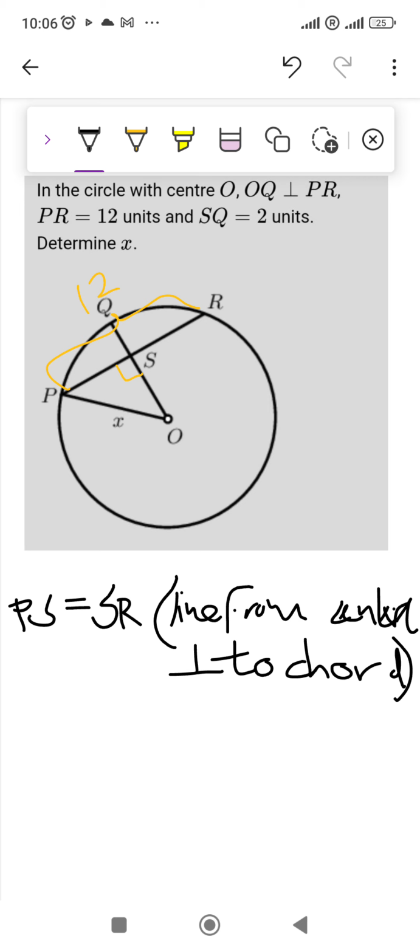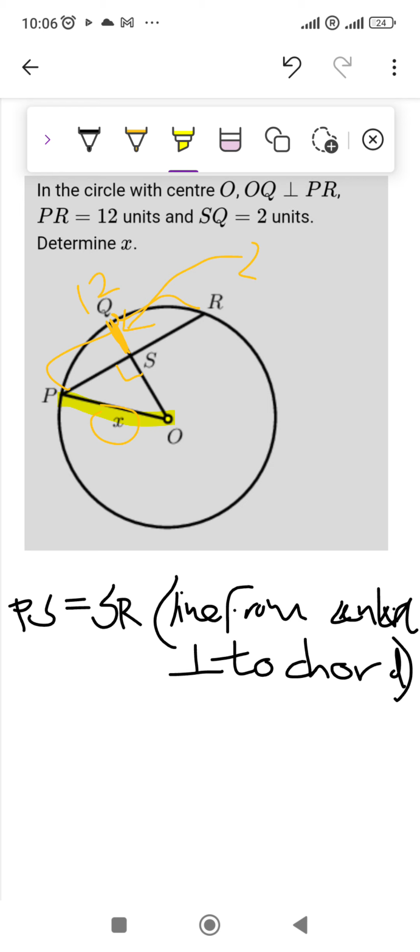Now they tell us PR is 12. We've mentioned that SQ is 2 units. SQ, where's SQ? SQ is the short piece over there. Right, so they tell us that short piece is 2 units. All right, and they want us to determine X. Something important for us to make mention of is that X is from the center to the circumference, right? X is from the middle to the circumference. That tells us it's a radius.